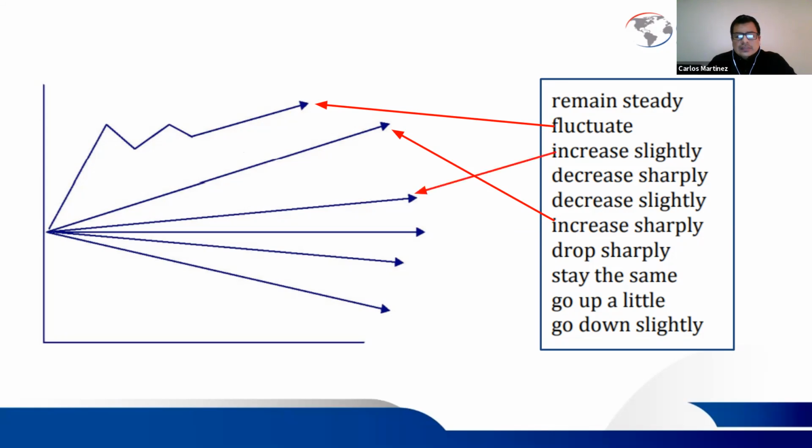Then we have an increase slightly. This angle, notice that this line here is basically in the middle. This one is going up, but not as much as this one. Okay, this arrow is not moving as fast as this one. So this is a slight increase, whereas this one is a sharp increase because the angle is higher.